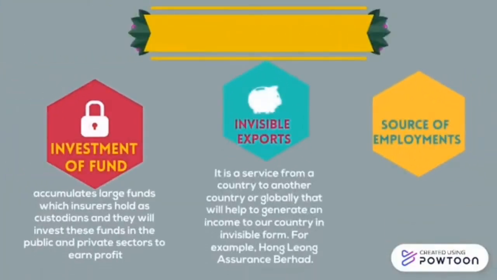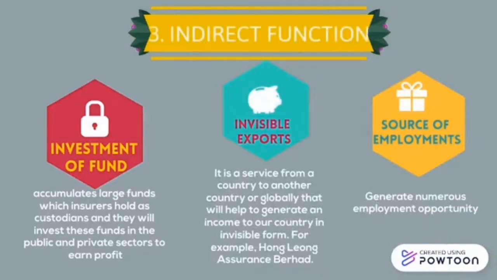Indirect function. Under it, it has another function, which is investment of fund, which accumulates a large fund which the insurer holds as custodian, and they will invest this fund in the public and private sector to earn profit. Next is invisible export. It is a service from a country to another country or globally that will help to generate an income to our country in invisible form. For example, Hong Leong Assurance Berhad. Lastly, source of employment, which generates numerous employment opportunities.